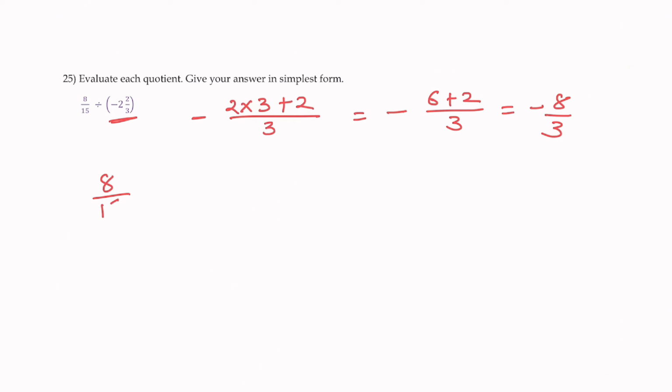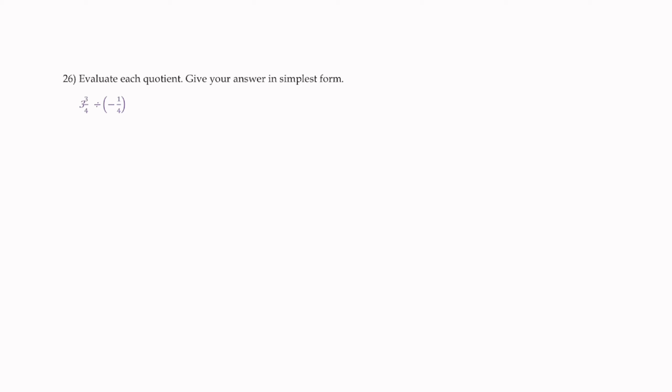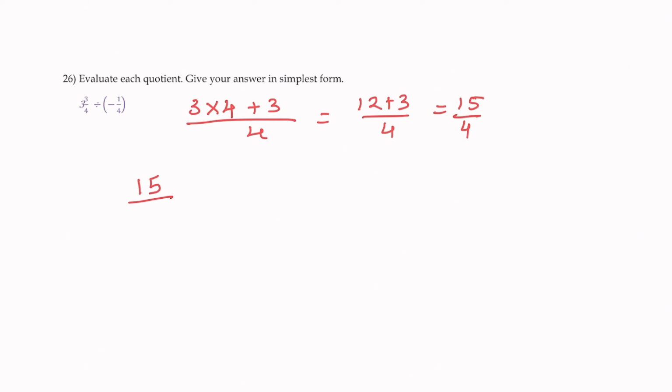It thus becomes this way, times and reverse the fraction. So this is 3 over 8. Cancellation time, 8 out, 3 times 1 and 3 times 5, giving us our answer to be minus 1 over 5. Conversion, 3 times 4 plus 3 over 4, which is 12 plus 3 over 4, giving us 15 over 4. That's our first fraction, 15 over 4.